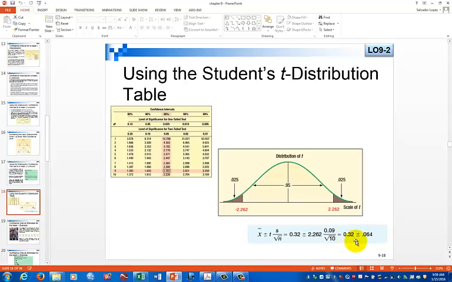In this case, one sample yields this range. If we add 0.064 to 0.32, that's 0.384. If we subtract 0.064 from 0.32, you get 0.256. And for the last question, is 0.30 reasonable? Apparently it is, because the range at 95% confidence is between 0.256 and 0.384, and 0.30 is between the two.